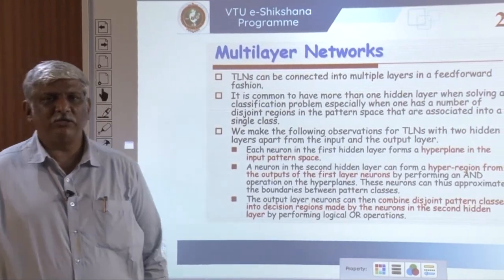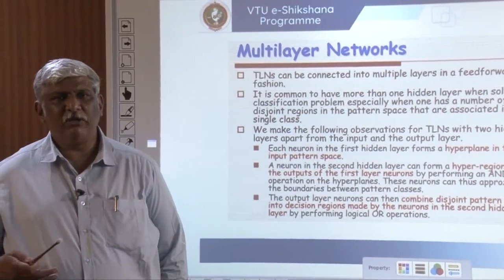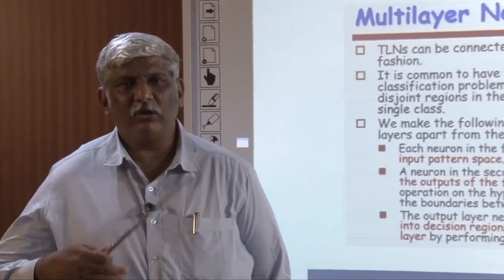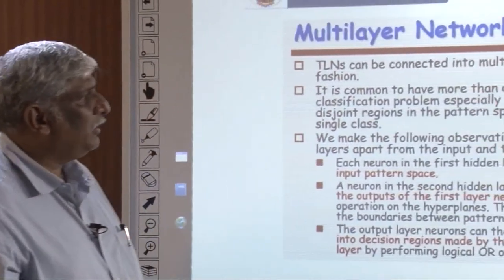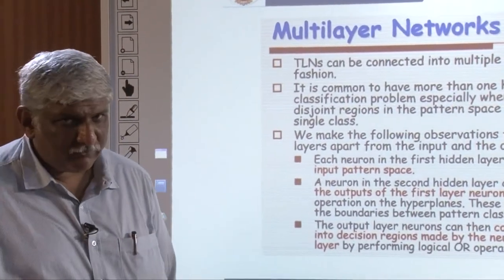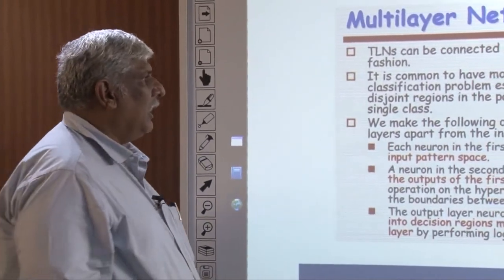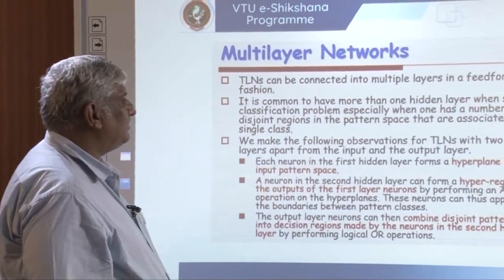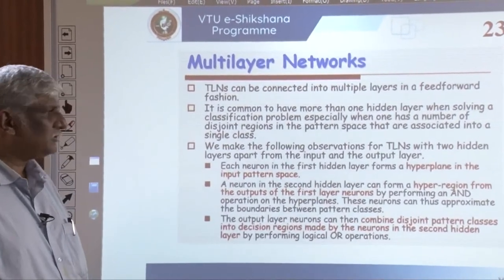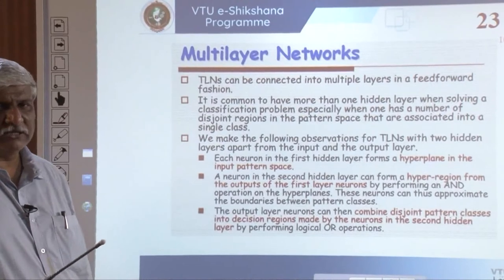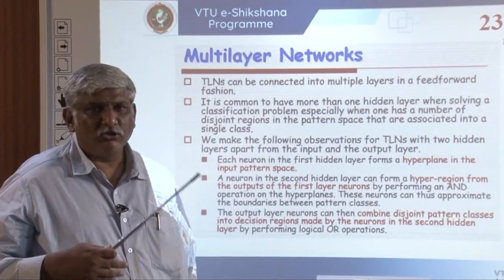And then we are going to discuss the multi-layer networks. Whenever I have an XOR, in some cases a simple TLN cannot be used. In that case, we can go for multi-layer networks, so we are going to have more layers. The TLNs can be connected into multiple layers in a feed-forward manner. Of course, the same feed-forward network is going to be there, but it is going to be a multi-layer network. And it is common to have more than one hidden layer when solving a classification problem, especially when one has a number of disjoint regions in the pattern space. We have already discussed that there are some cases when I am going to have multiple points, and in that case I can have many regions available.